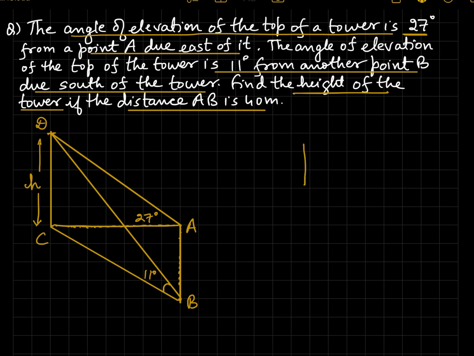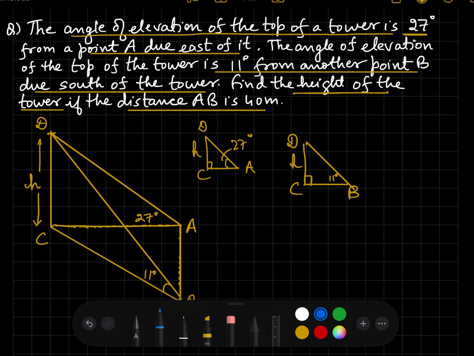So if I draw it again here, you can imagine this way. This is DC and this is B. This is angle 90 degrees and this angle is 11 degrees. Got it? So this is triangle DCB, and another one is our triangle ACD, and here this angle is 27 degrees. In both the cases the height is same. Clear?